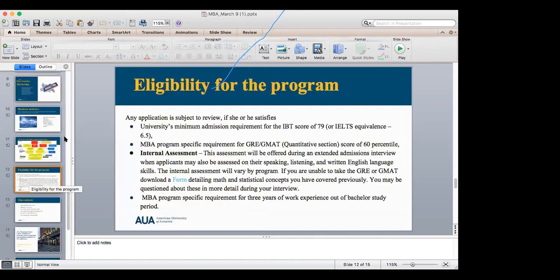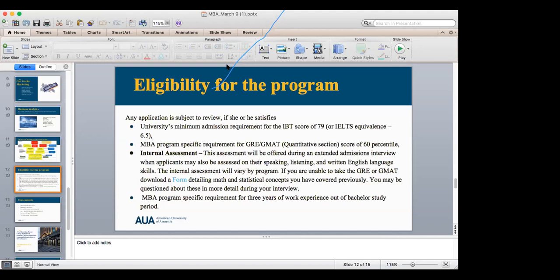Now, let's talk about eligibility a little bit, because there is a requirement which is program specific. So that's your prior work experience, which this year is 3 years. So 3 years of work experience outside of college education.